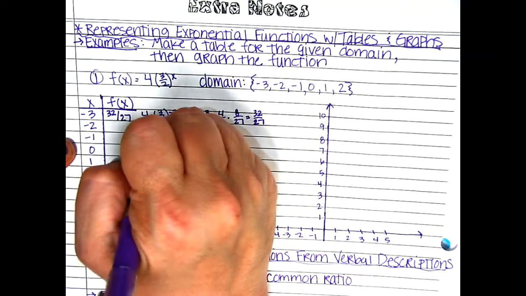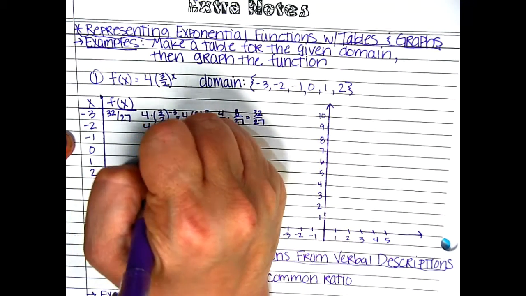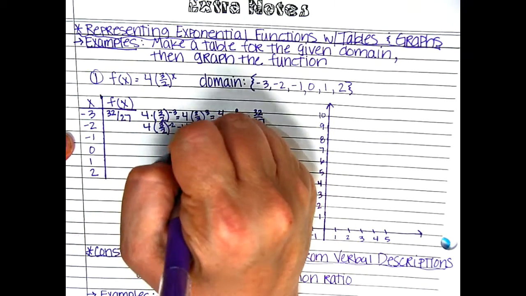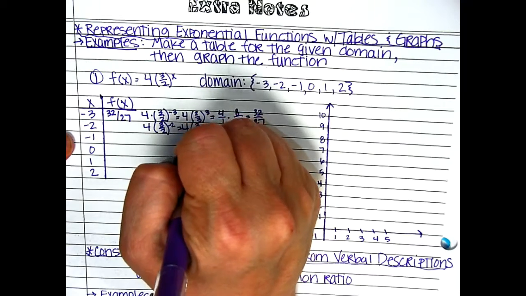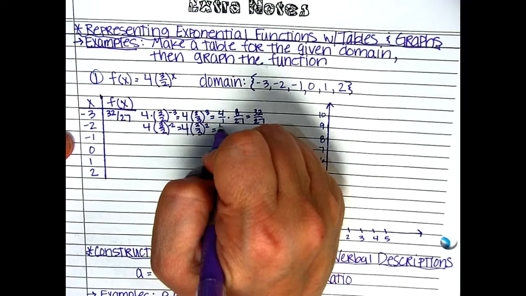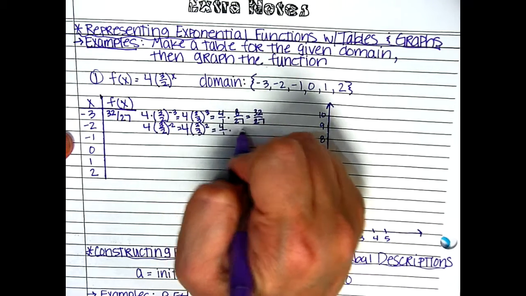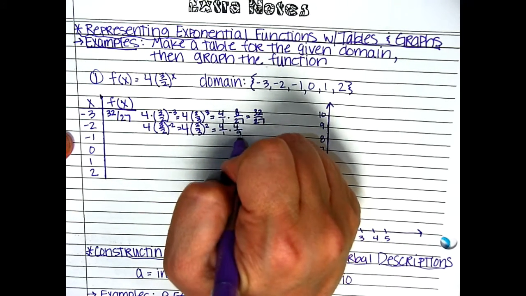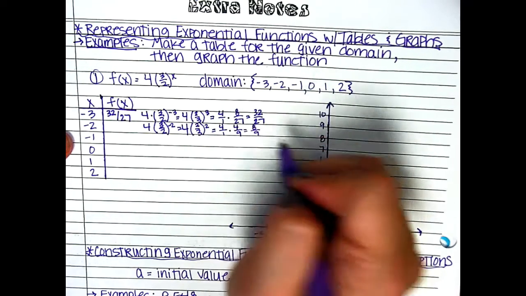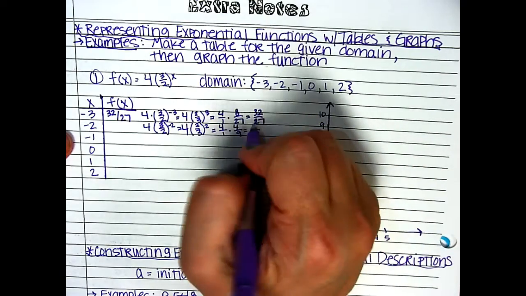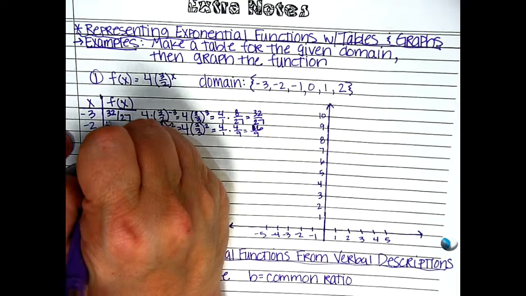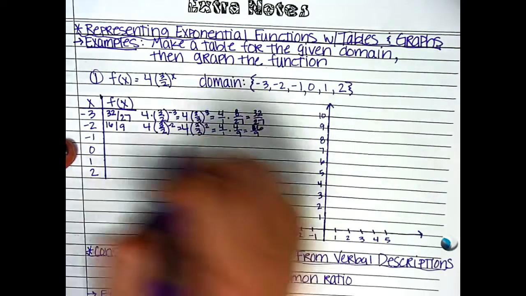-2, so I have 4 times 3/2 to the -2nd. I'm going to rewrite it with the reciprocal again. So 4 times 2/3 squared. And that's going to become 4/1 times 4/9. So 4 times 4 is 16, 9 times 1 is 9. Oh, 4 times 4 is 16, not 8. 4 plus 4 is 8. Geez. So 16/9.